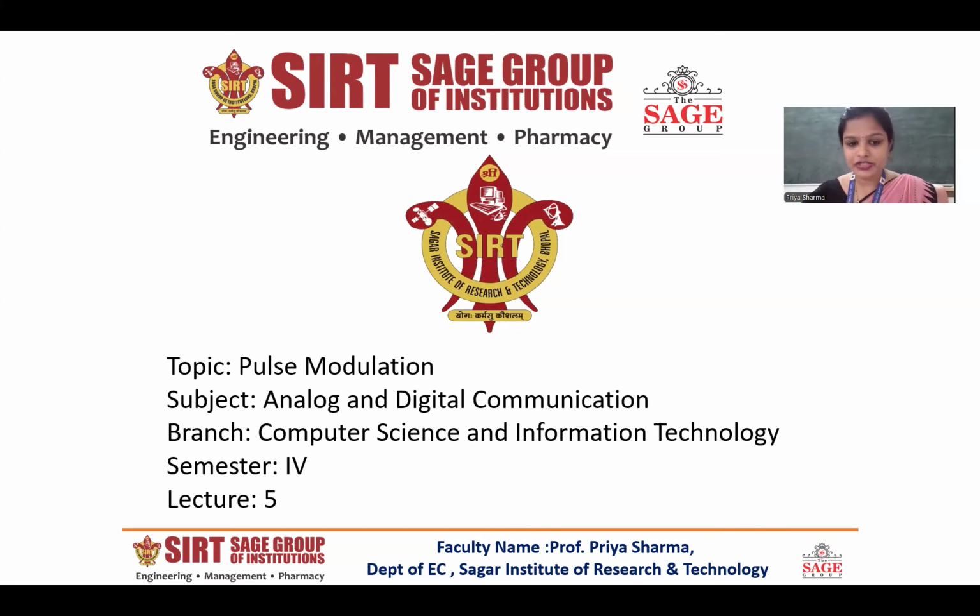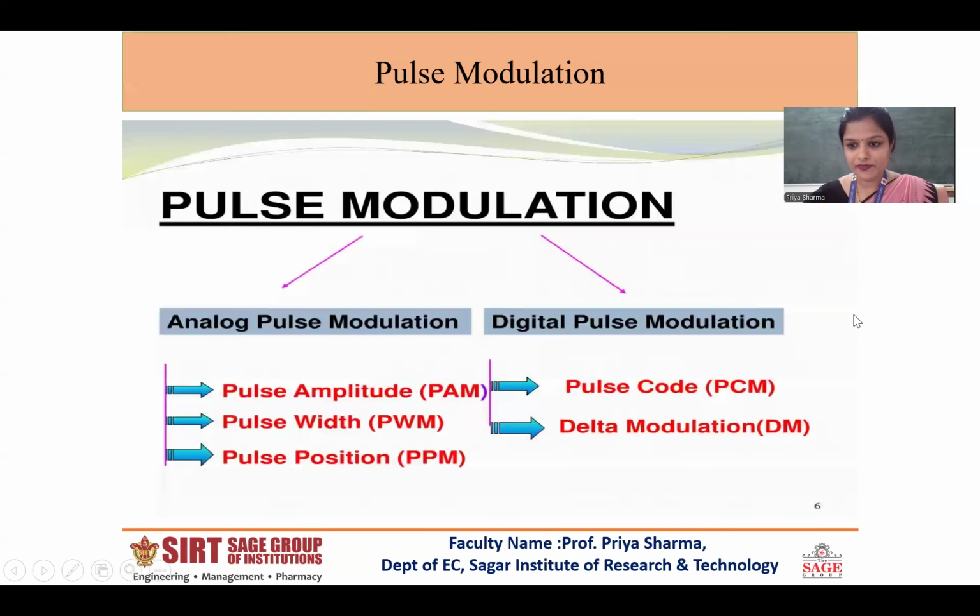Let's continue with lecture 5 on pulse modulation systems. So basically, what is a pulse modulation system? In pulse modulation, the carrier is in the form of a train of periodic rectangular pulses. Pulse modulation can either be analog or digital.